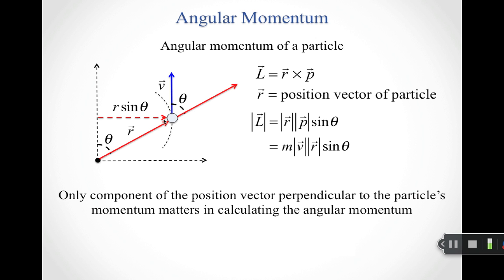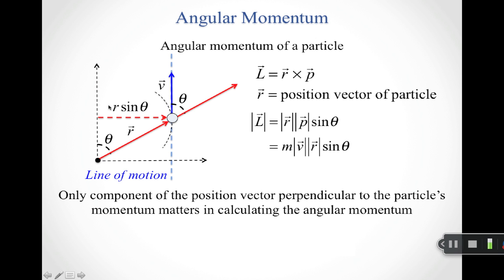So what this tells me then is that only the component of the position vector perpendicular to the particle's momentum matters in calculating the angular momentum. So my linear momentum here points up, so I'm only interested in the horizontal component, i.e. the component that's perpendicular to the linear momentum when I'm thinking about the angular momentum.